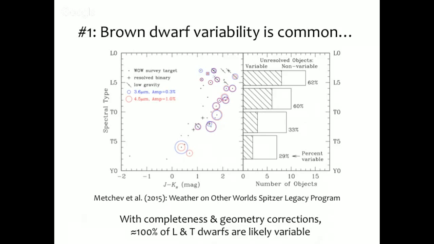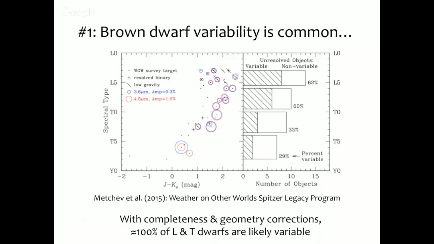44 L and T dwarfs. This plot is showing spectral type versus color, and then the symbol size indicates whether the source is variable, so if you see a circle, that source is variable, and the size of the variability. The variability was measured in two different wavelengths, so there are red and blue circles to correspond to those different wavelengths. And so you can see there's variability across this entire spectrum.